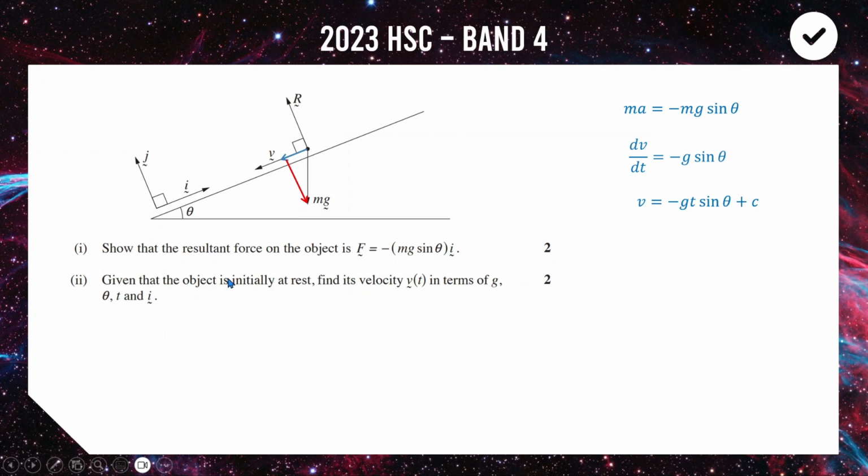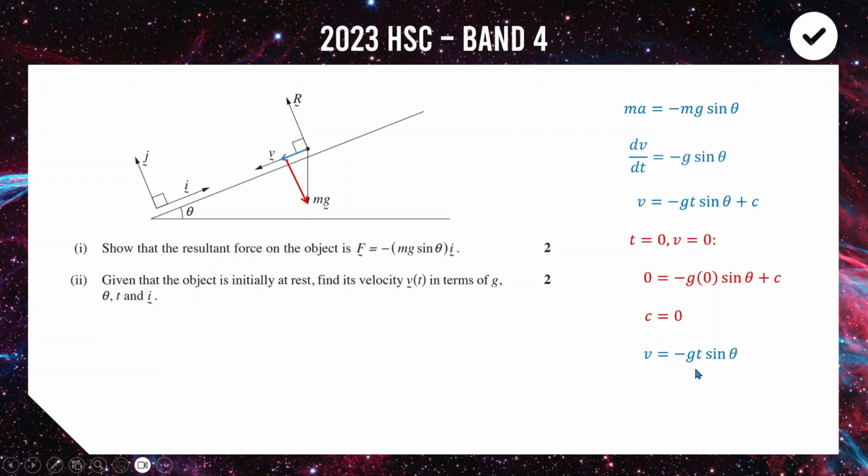Initially, the object is at rest. So initially, when t is equal to 0, velocity is equal to 0. So we'll substitute that in, and we'll have 0 equal to negative g times 0 sine theta, which is just nothing. So we get 0 equals nothing plus c, which gets us that the constant is 0. So now we can go back to our equation and say, all right, cool, so our velocity is minus gt sine theta, but we need to turn this into a vector equation.